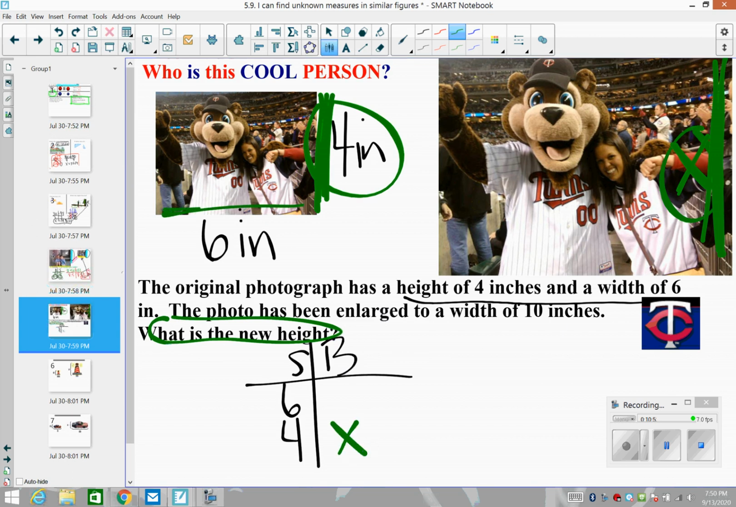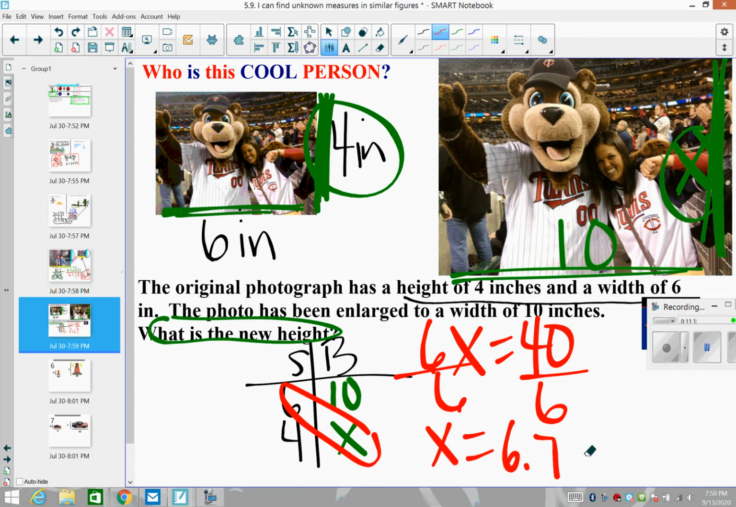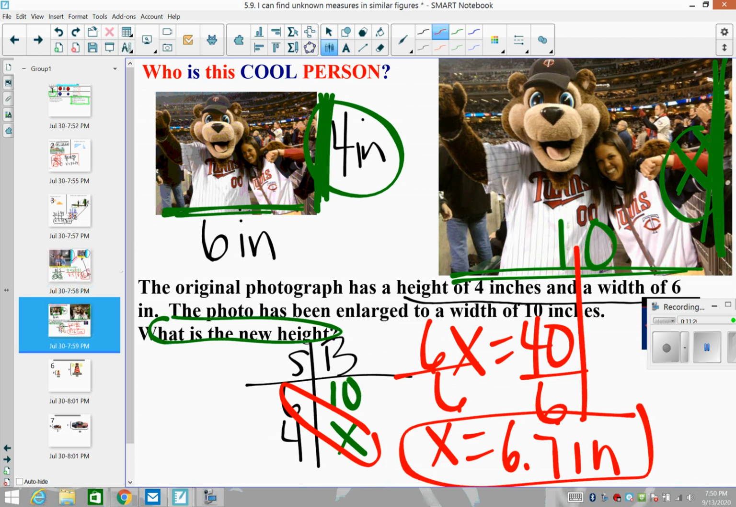The width is 6 here, which would go to the width of 10 here. So then we simply would take cross products and solve. So we get 6x equals 40. We divide by 6, copy, paste, and we end up getting that we would want to change the height of that photograph so that it's not distorted to 6.7 inches. And by doing so, then it would keep it nice and proportionate. The height then would be 6.7 inches.